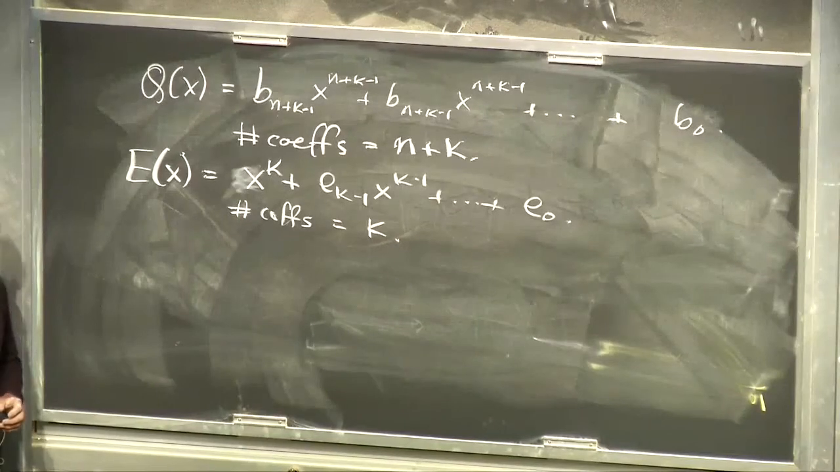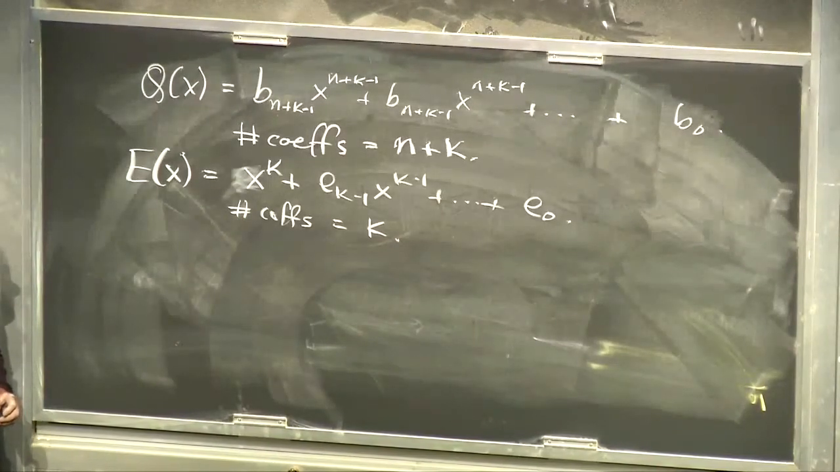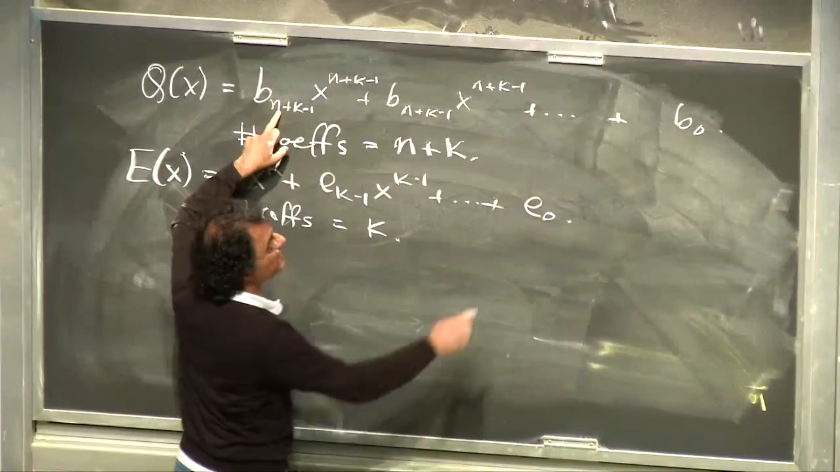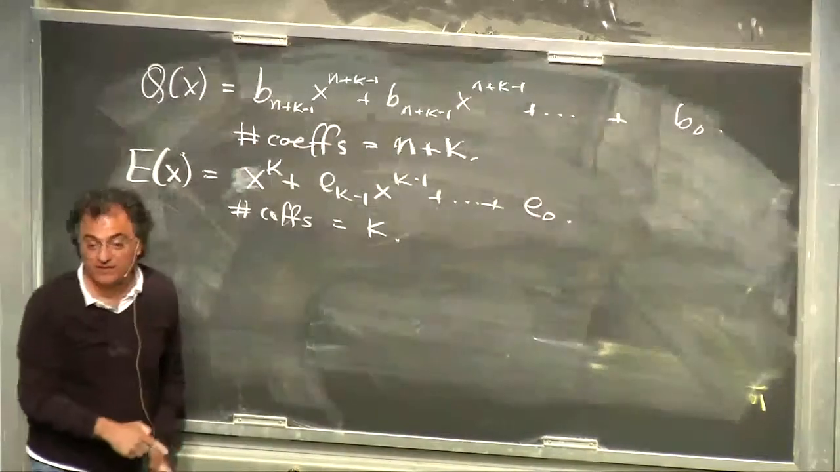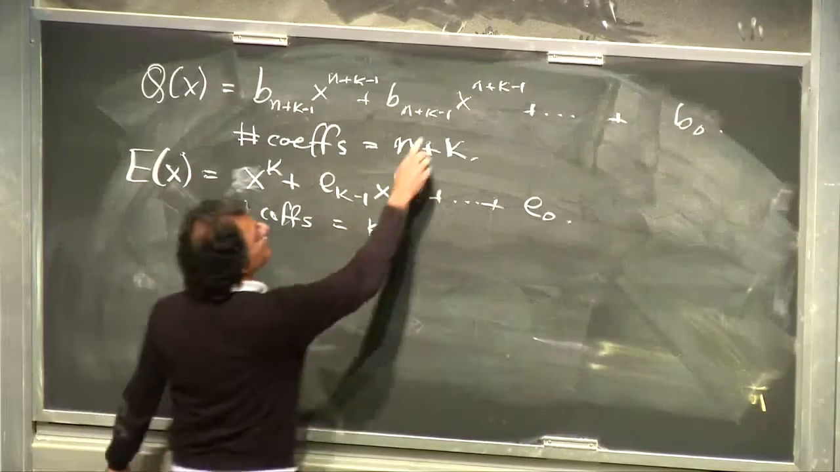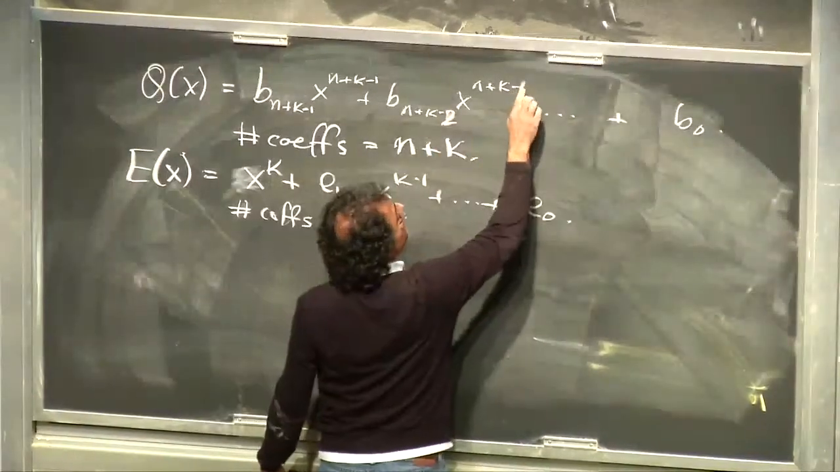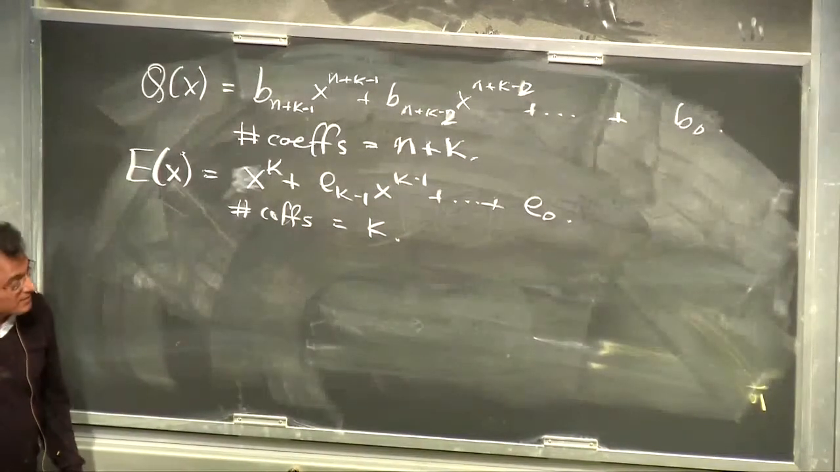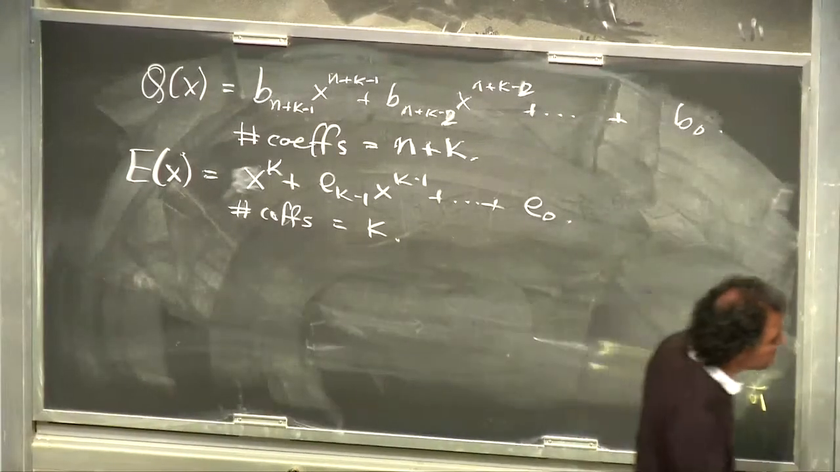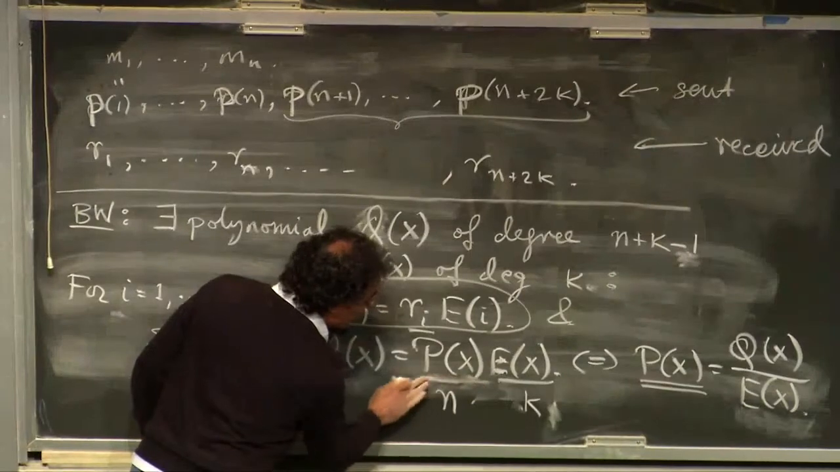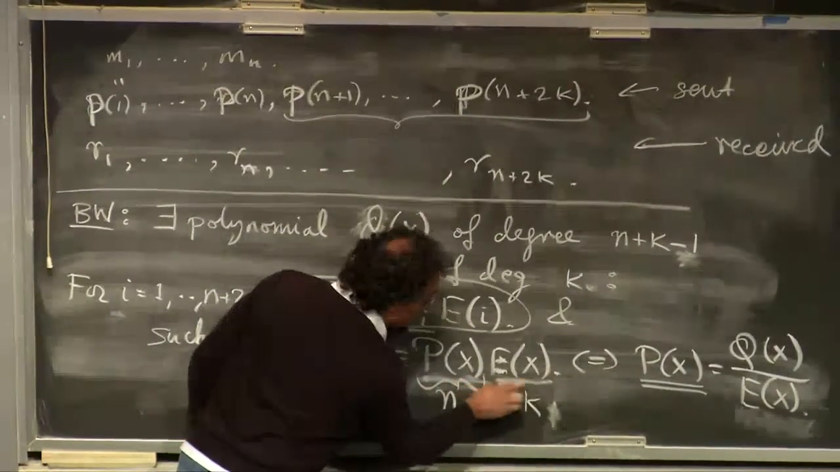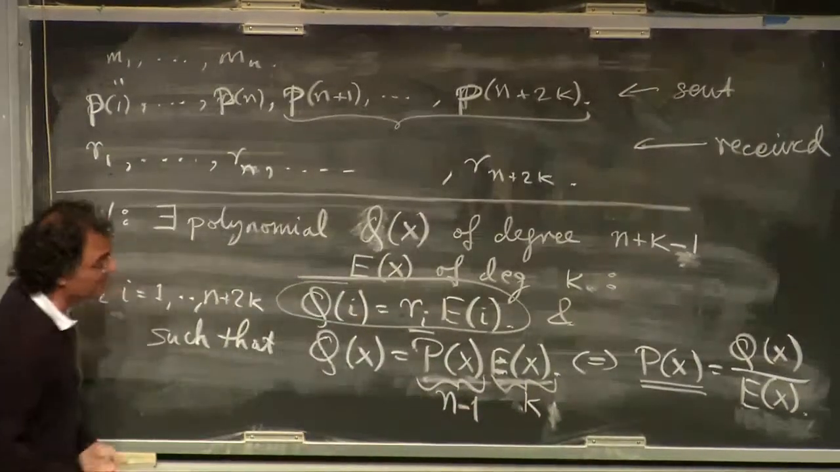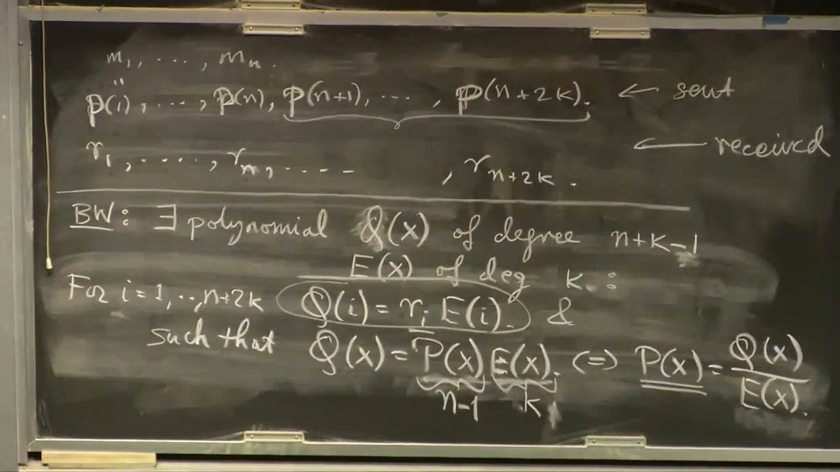Going from 0 to n plus k minus 1, you're right. Did I divide? No, I wasn't dividing by n and k. I was just saying that's the degree. I was just saying that is of degree n, that's of degree k. Actually, that's of degree n minus 1. I made a mistake there.